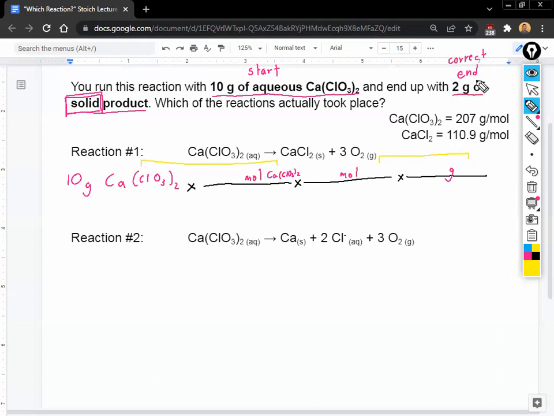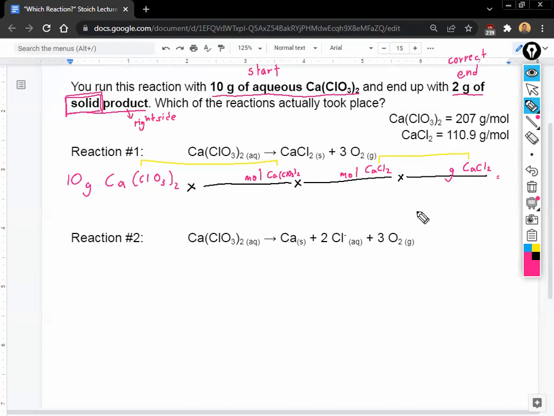Okay, now it tells us that what we want to end up with is 2 grams of solid product. Now, we know that products are the chemicals that are on the right side of the equation, right? So we're going to look at the right side of the equation. Which one of these is the solid product? Yeah, CaCl2, because there's an S next to it. This is a gas. That's why there's a G next to it. And so the chemical we're looking for here is CaCl2. And so we're going to end the problem with CaCl2.